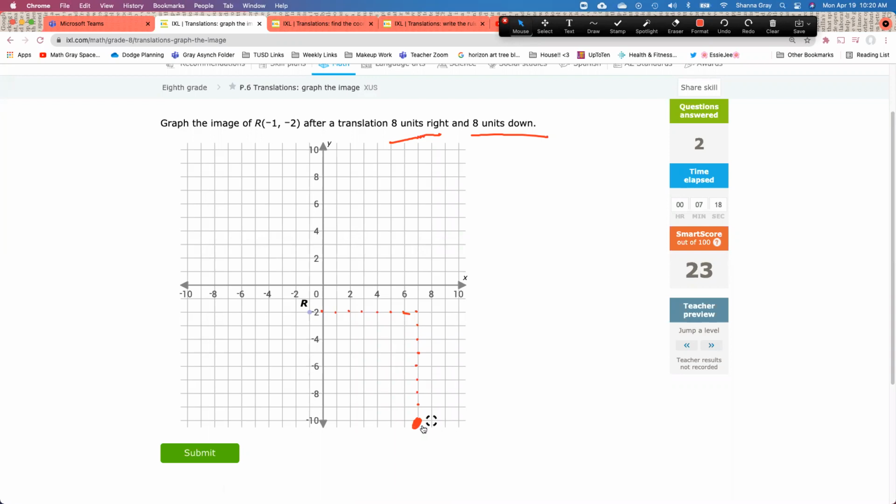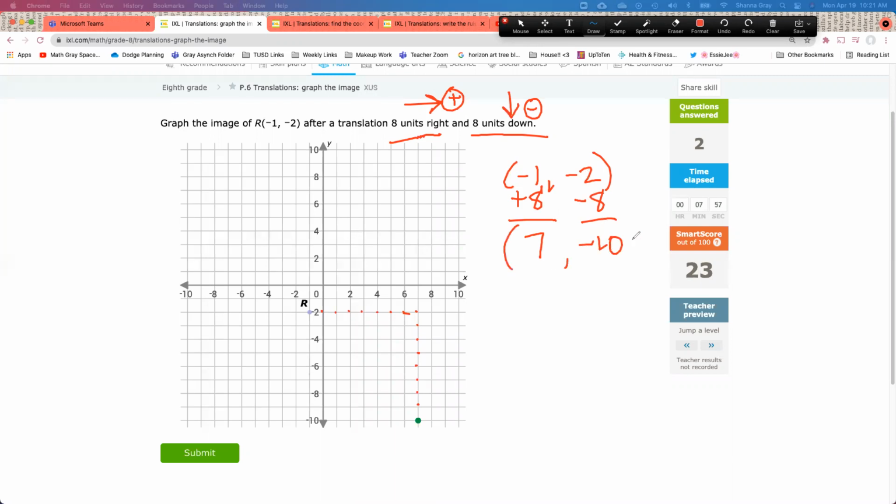I also wanted to point out to you, see it because of all that pen I have over it, there we go. If you're actually looking at the point -1, -2, if I'm going 8 units to the right, that's in the positive direction. So that's kind of like I'm saying I'm gonna add 8 to X. And then if I'm going 8 units down, that's in the negative direction, which is like saying I'm subtracting 8. If you solve these 2 math problems, -1 plus 8 gives me 7, and then -2 minus 8 gives me -10. These are the coordinates of the new point.